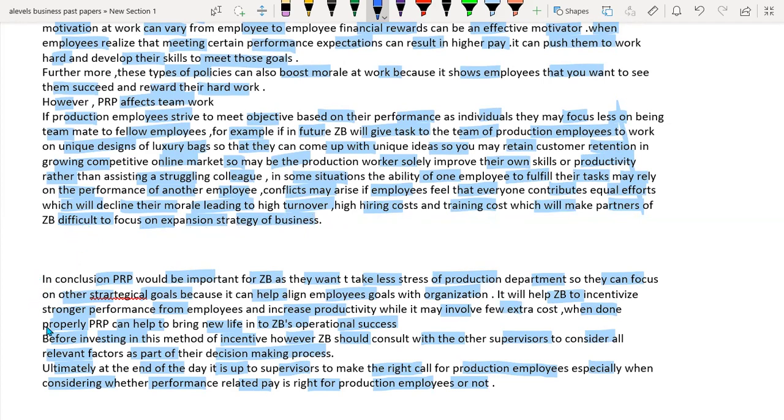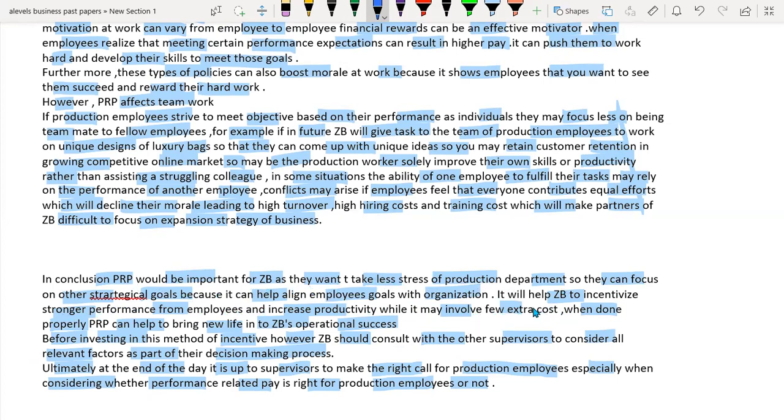So now I have to conclude my answer on whether they should introduce PRP or not. But I have to raise questions on my own choice, which means I have to talk about other factors which can influence it. So in conclusion, PRP would be important for ZB as they want to take less stress off the production department, so they can focus on other strategic goals, because it can help align employees' goals with the organization. It will help ZB to incentivize stronger performance from employees and increase productivity, while involving few extra costs.